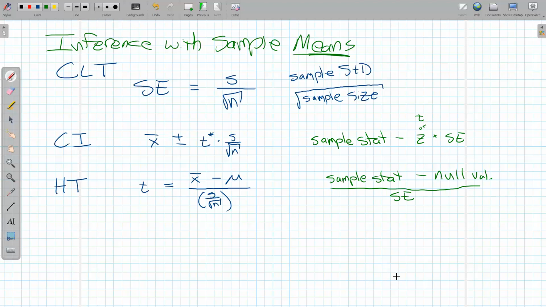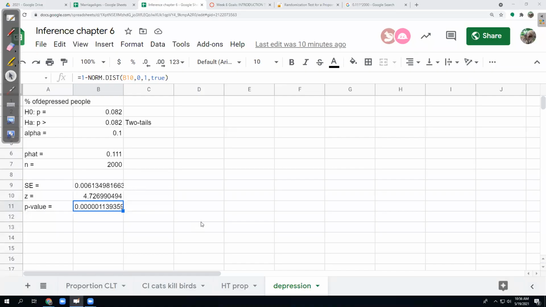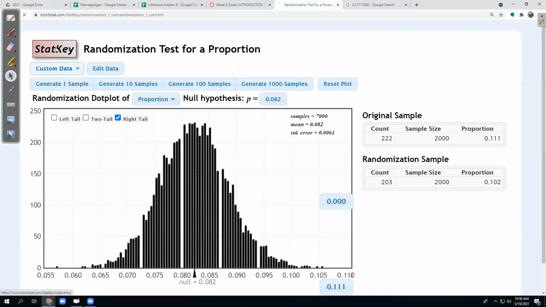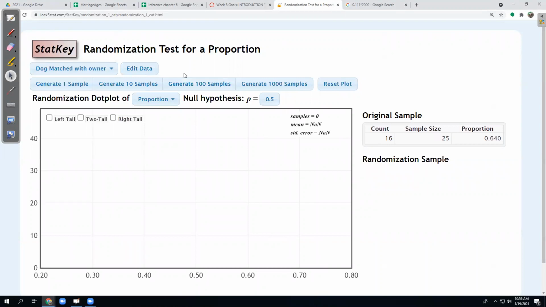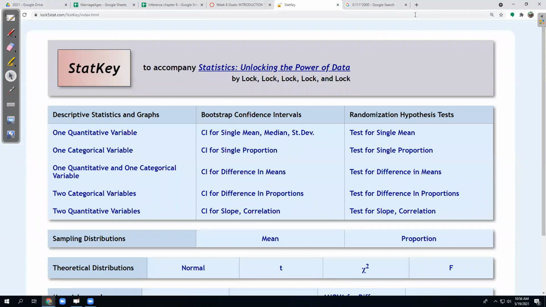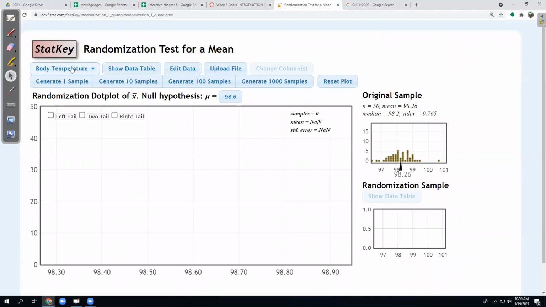All right, so let's look at an example. I'm going to pull the first one from StatKey and go to hypothesis test. Single mean, there we go, that's the right button. I'm just going to use their body temperature data. Here they say their sample size is 50, their mean is 98.26, and the sample standard deviation is 0.765.